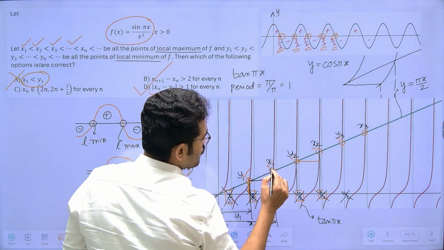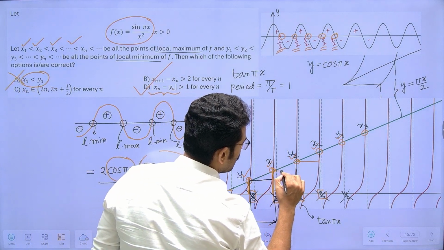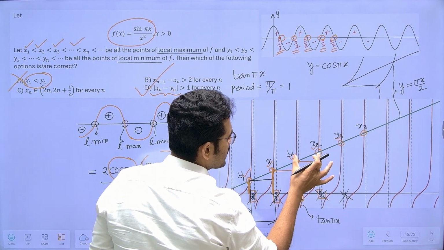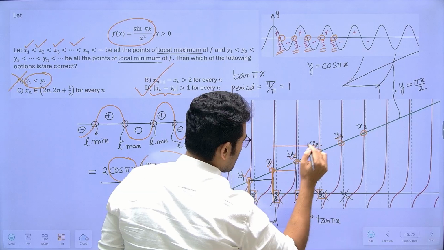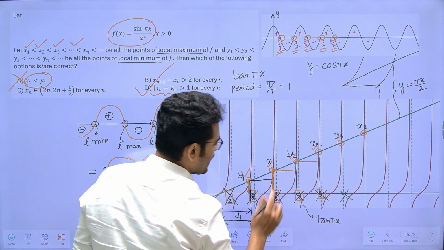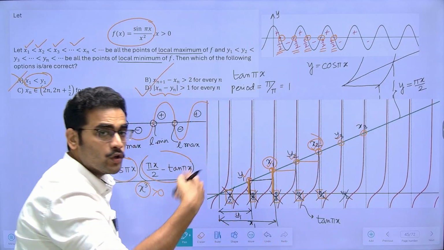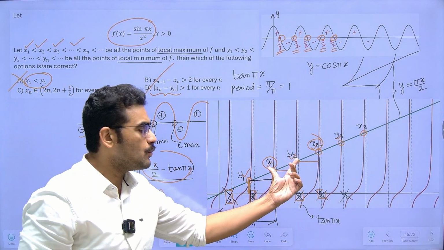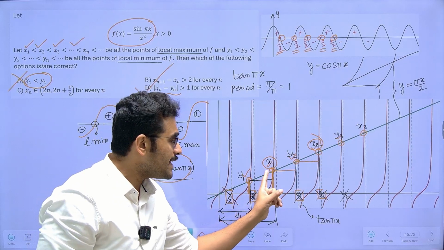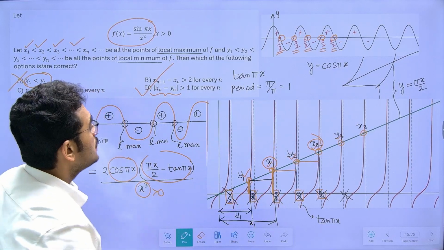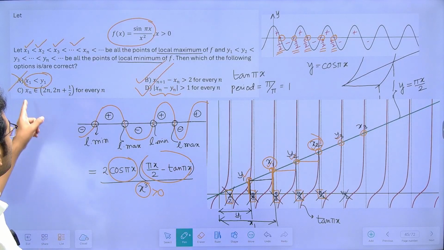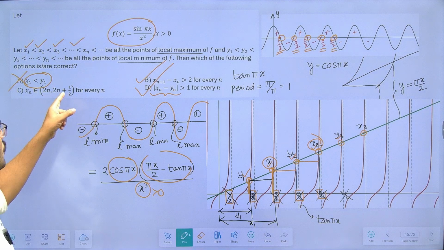Now you see that between x1 and y2 the difference is more than 1, and between y2 and x2 the difference is more than 1. That means between x1 and x2 the difference should be more than 2. So this option is also correct. And finally, xn belongs to 2n comma 2n plus half.